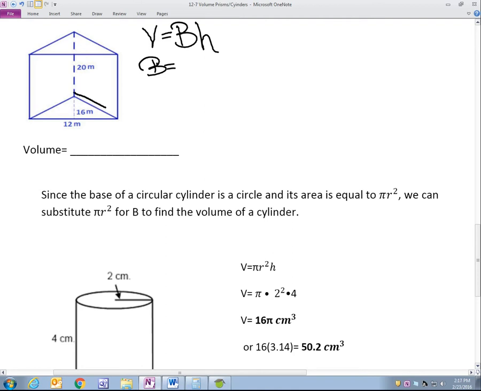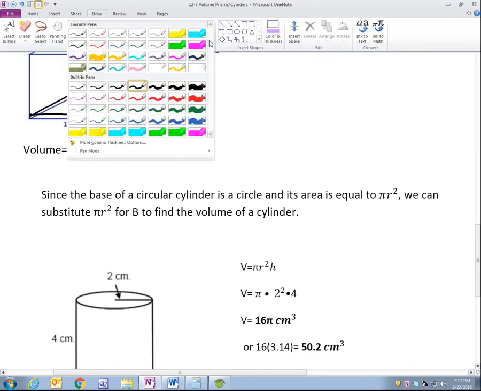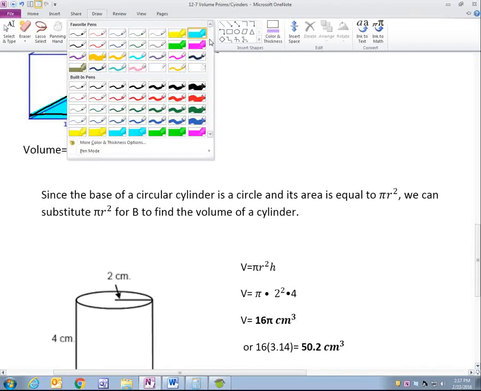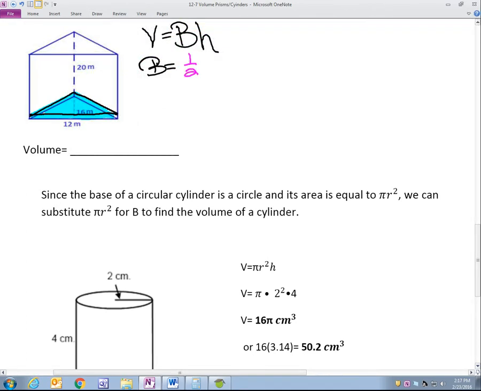Can you tell me the steps for people who might be sitting around you? 16 times 12, is that it? What kind of shape is that? It's a what? There we go. Yes, it's 1/2 base times height, because that's what a triangle is. 1/2 base times height of a triangle, so 16 by 12. Then I have my height, which is 20 meters.